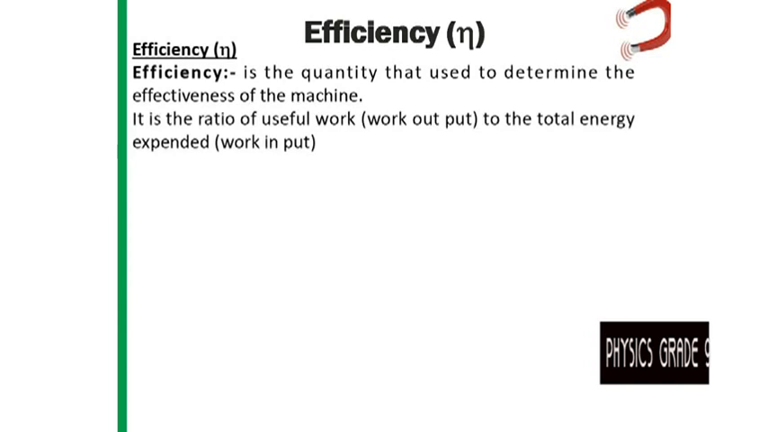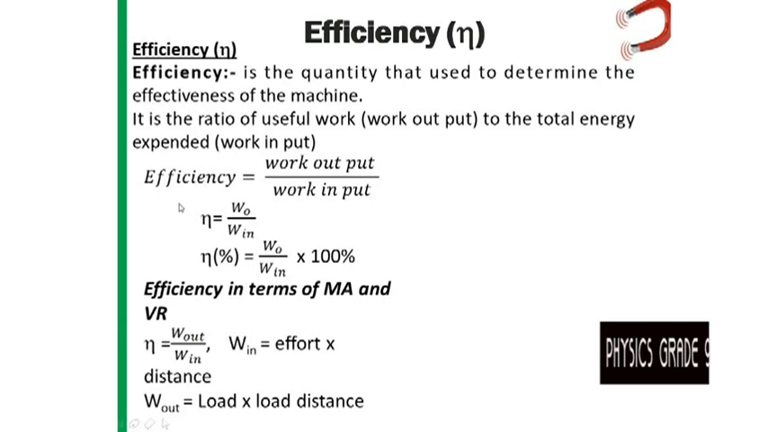Efficiency is the ratio of useful work, in other words, the work output, to the total energy expended, in other words, the amount of work that's inputted into the machine. Now we can write efficiency in this way. We can say efficiency is equal to the work output divided by the work input. And we can use the symbol η for efficiency as a shorthand way of writing efficiency. So we can say it's equal to W_O, work output, divided by W_IN, work input.